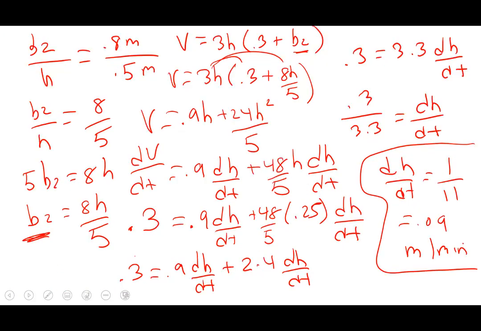So on the next slide, remember, I then set up a proportion where I could eliminate base 2 and instead replace it with something in terms of h. Once I did that, a little bit of combining like terms, taking my derivatives, plugging in my values, and ultimately ending up with 1/11 or 0.09 meters per minute.